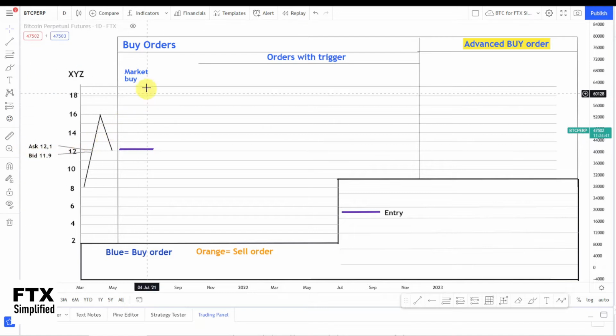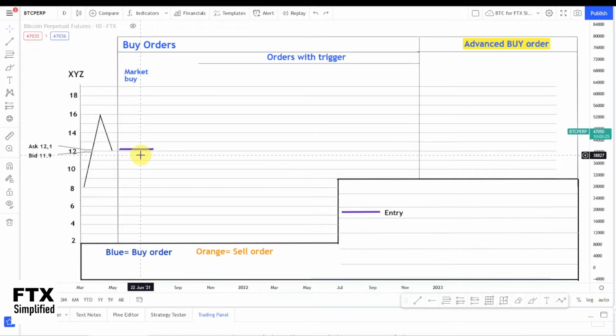And I will start with the market buy order. You want to use the market buy order when you want to buy instantly. And this is because the market buy order will be executed at the ask price at the moment you click buy. And because the ask price is constantly changing, you don't know for which price you're gonna buy exactly, but you're 100% certain that your order will be executed. And in this example, it would be $12.1 if your order is not too big and the liquidity is good.